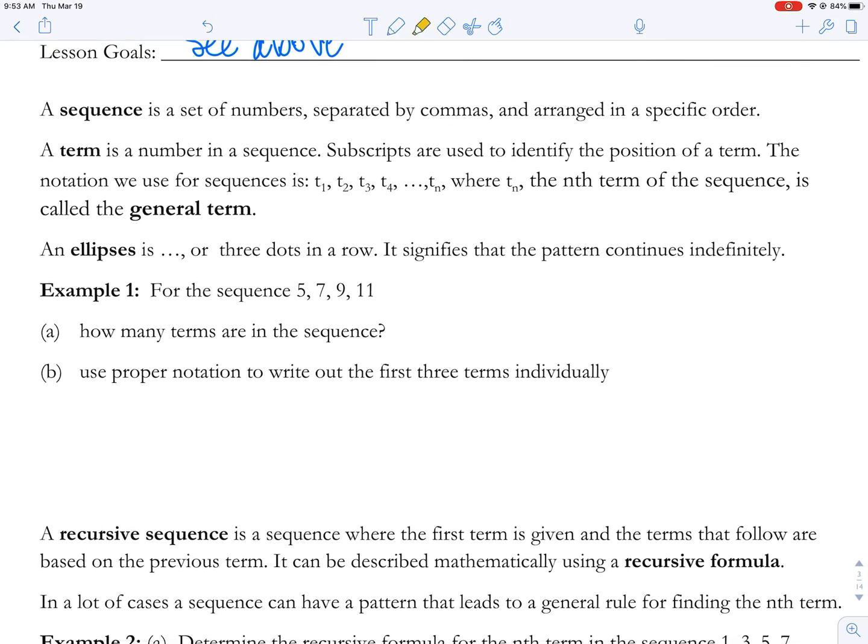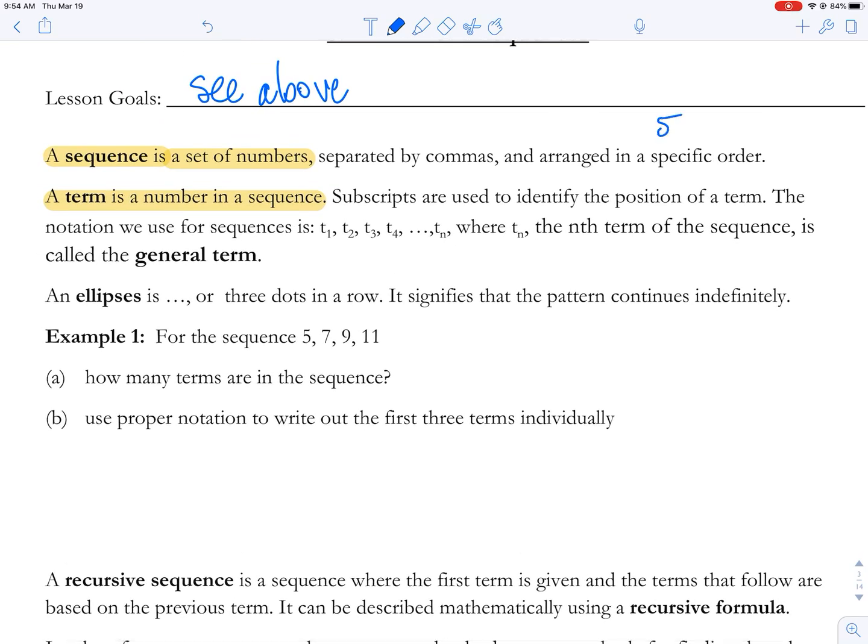First one is sequence. So a sequence is a set of numbers separated by commas arranged in a specific order. So it's just the set of numbers. That's the key part there. A term is a number in that sequence. So if we had a sequence, for example, that looked like 5, 10, 15, 5 would be the first term in this sequence. 10 would be the second, 15 would be the third, and so on.